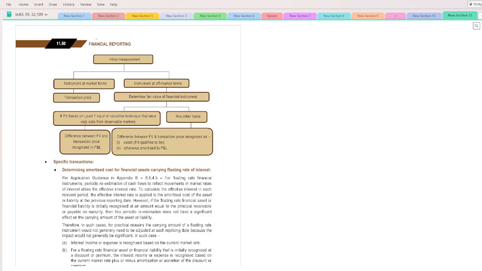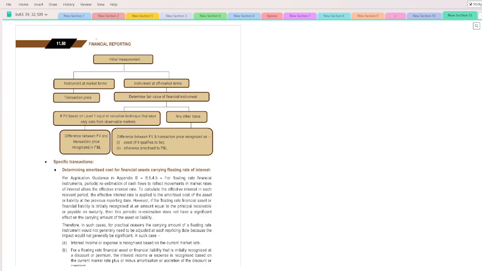Then determine the fair value of the financial instrument through the present value method, that is the discounting. Okay. Now if the fair value is based on the level one input, a valuation technique that uses only data from the observable market. That is level 2, I think, observable market. So just simply take it as level 1 only. Then the difference between the fair value and the transaction price is recognized in the P&L.